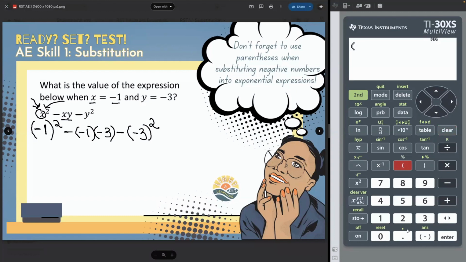So open up the parentheses and use the negative down at the bottom for -1, close parentheses, and then I'll use the X squared button. And from that, I'm going to minus. And your calculator is a little dumb.